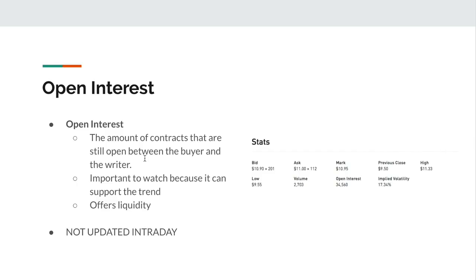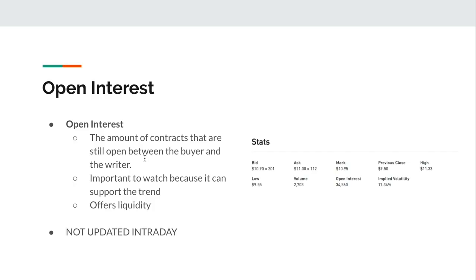It's important to watch because it can help you see which trend the stock is going for. So if a stock is going up and the call option open interest is increasing, that reinforces the idea that the stock is going to continue to go up. However, if a stock is going up and open interest is starting to decrease, that is an indication that short sellers are starting to cover their positions and money is starting to leave the marketplace. Therefore, the stock may very well have a reversal.